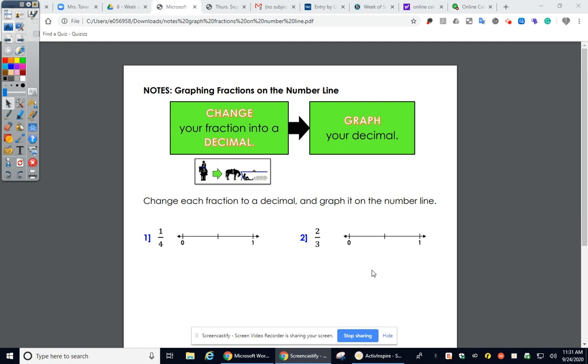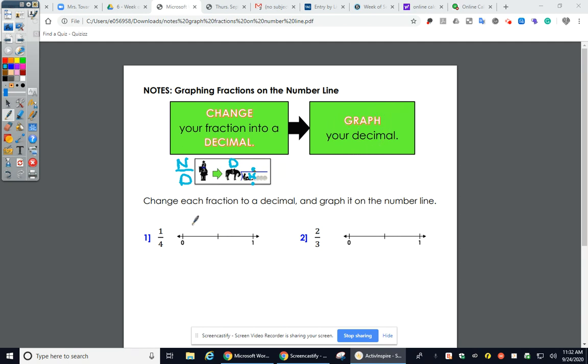All right, so today we're going to be graphing fractions on the number line. So the first thing we want to do is change your fraction into a decimal. Remember, Nacho is on top, Donkey is on the bottom. And Nacho will sleep inside and Donkey will sleep outside. Don't forget, Nacho kicks off his boots and hangs his hat, and we give him tortillas up a maximum of 3. And then we can graph our decimal.